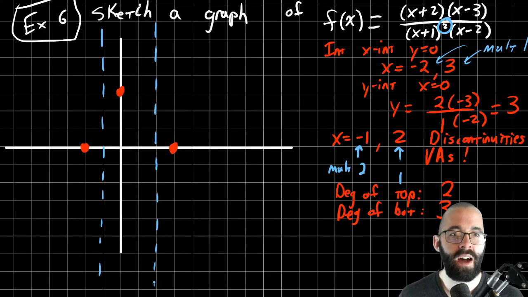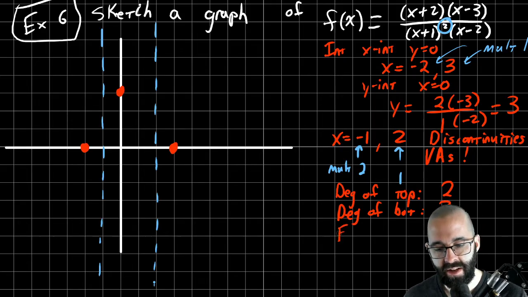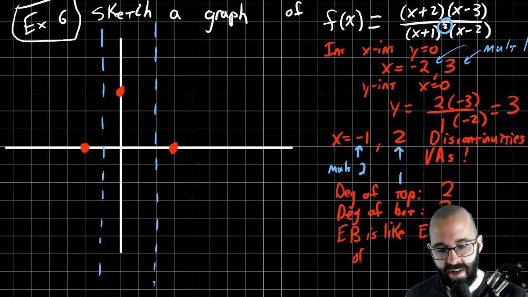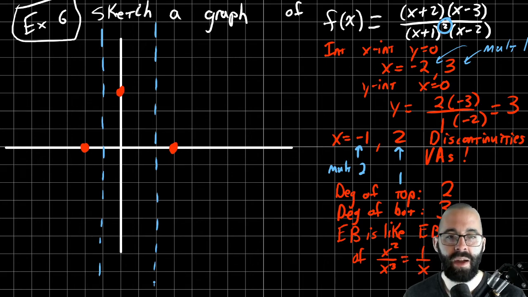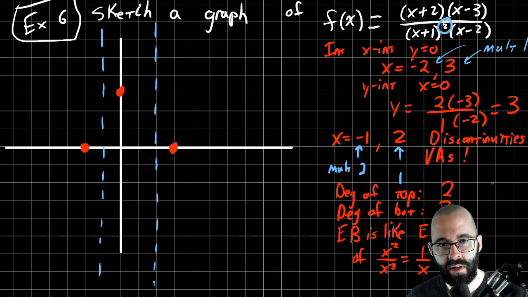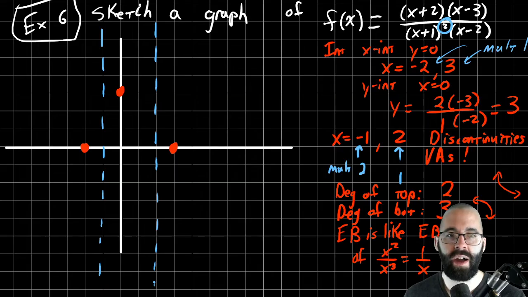The leading term of the top is x squared. The leading term of the bottom is x cubed. The end behavior is like the end behavior of x squared over x cubed. The end behavior is like 1 over x. So now we know a lot of things. The end behavior is like 1 over x, so our end behavior here is going to look like this. And now we can start incorporating all the directions.